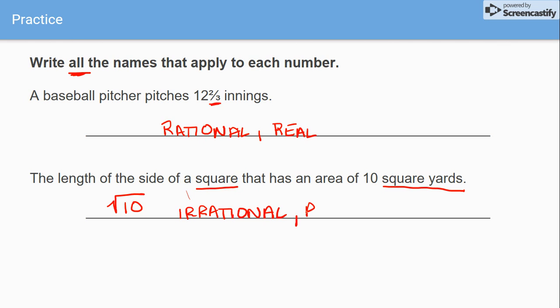Watch out for questions that ask for all the names that apply and the ones that say, what's the best name that applies? Because the best just assumes the lowest level you can get.